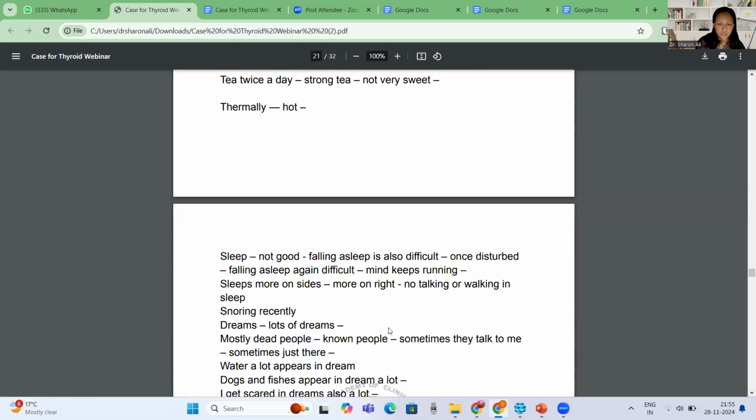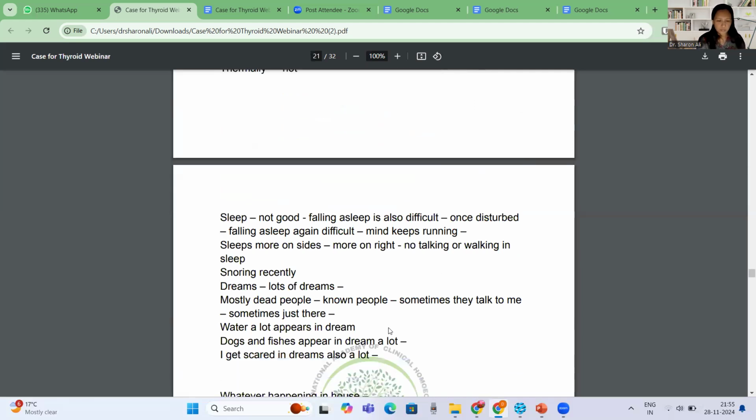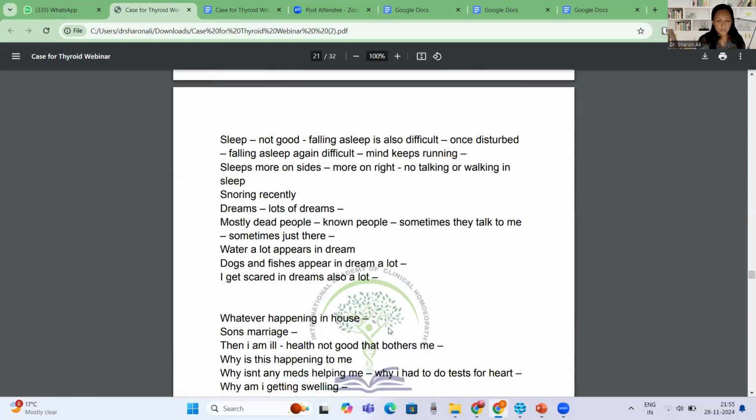Hot patient. Sleeping is difficult, thinks a lot, snoring, frightening dreams.